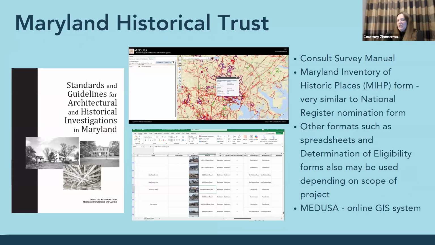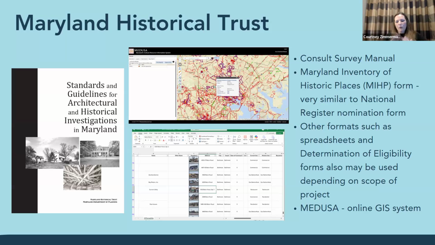Maryland, the Maryland SHPO is called the Maryland Historical Trust. And again, they also have an online survey manual. They also have an online GIS system called Medusa. You don't turn to stone if you look at it, don't worry. They have their inventory forms, the MIHP forms, which are almost the same as a National Register nomination form. It's like a mirror to it. So it's very extensive.